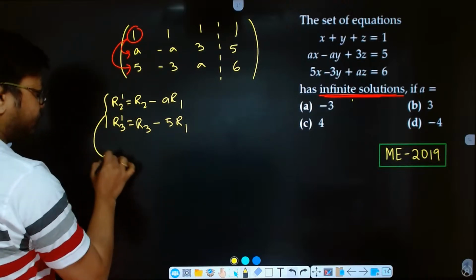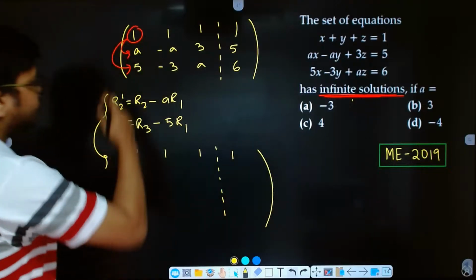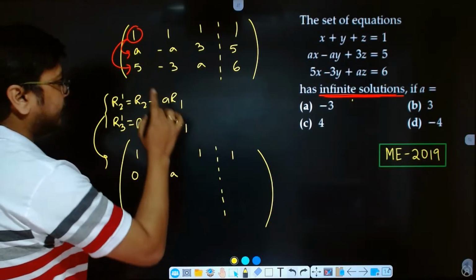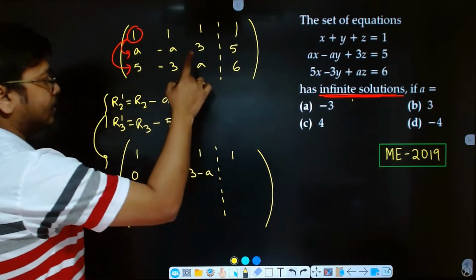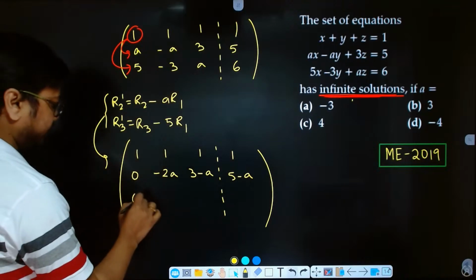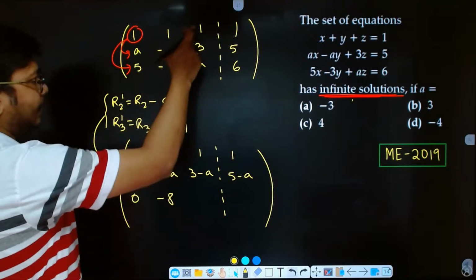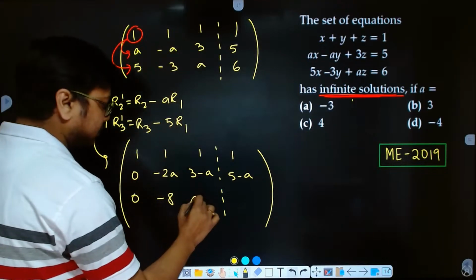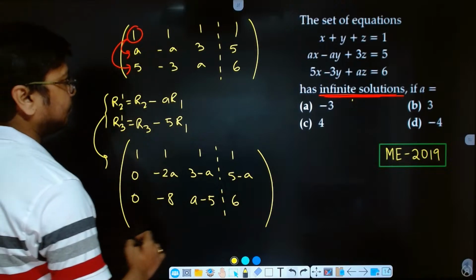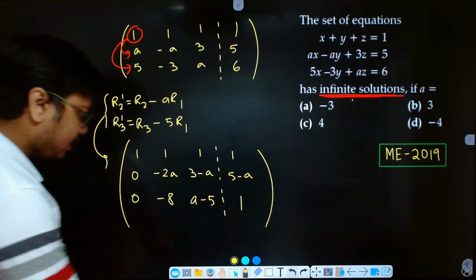So if I do these two calculations, I'll get 1, 1, 1, augmented 1. So this becomes 0, and minus 2a, 3 minus a, 5 minus a. Then this line becomes 0, minus 5, minus 8, minus 5, a minus 5, and 6 minus 5, that's 1. Okay. All right.